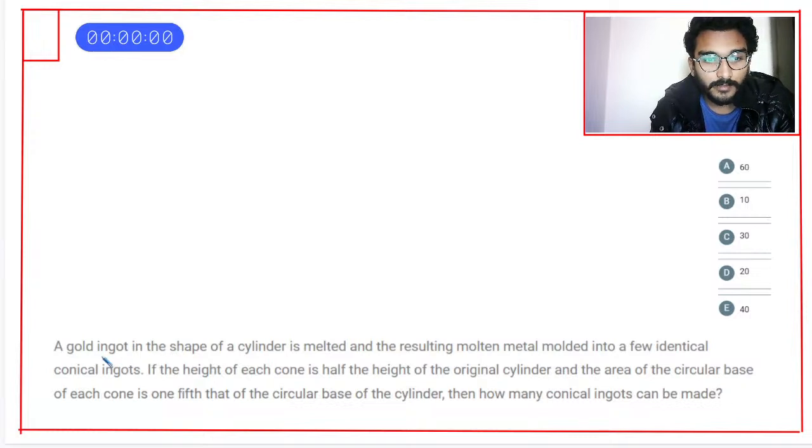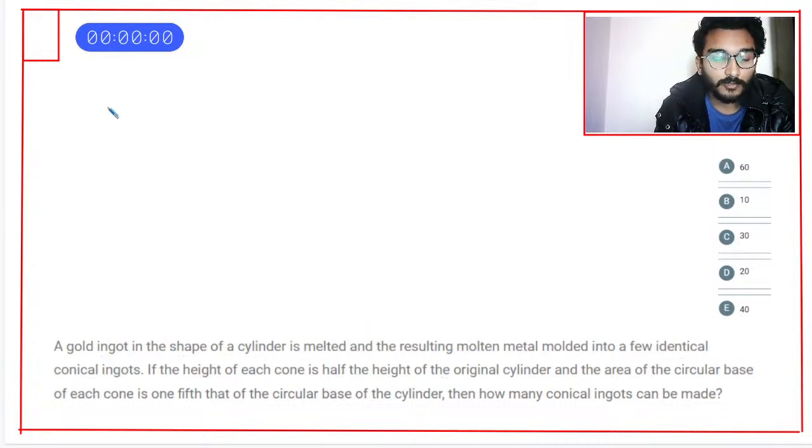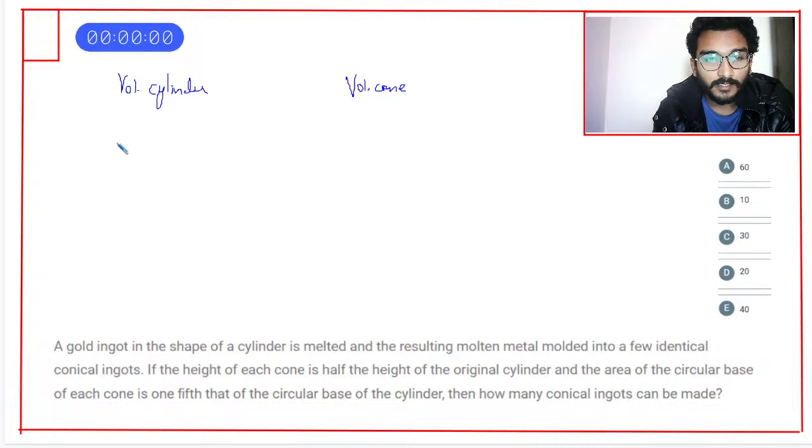A gold ingot in the shape of a cylinder is melted and the resulting molten metal is molded into a few identical conical ingots. The height of each cone is half of the height of the original cylinder. So we know that whenever you have to melt, the volume must be the same. So the volume of the cylinder must be equal to the volume of the cone. Let's suppose the volume of the cylinder is pi r square h, where r is the radius and h is the height. Now I know one thing here, that the height of the cone is half.